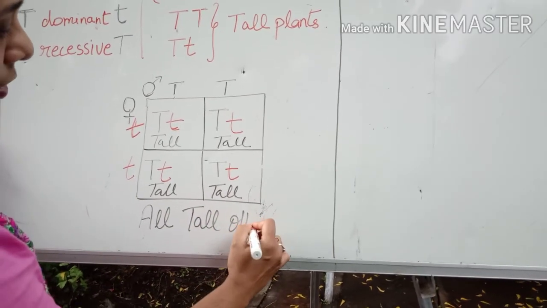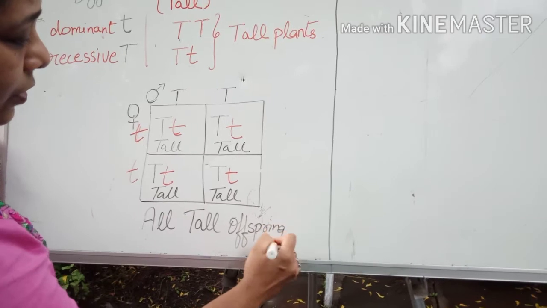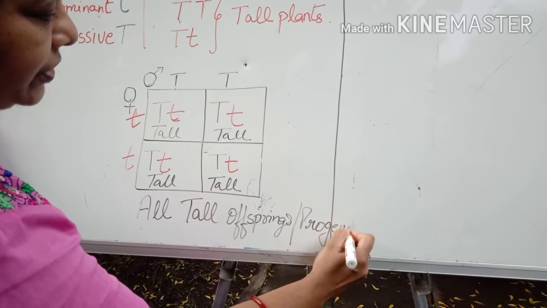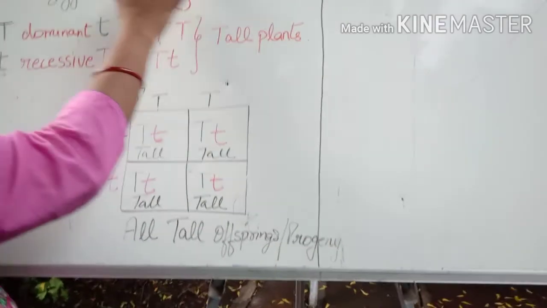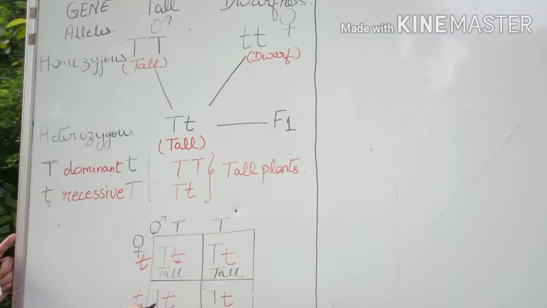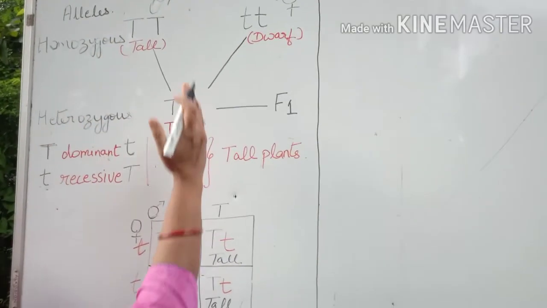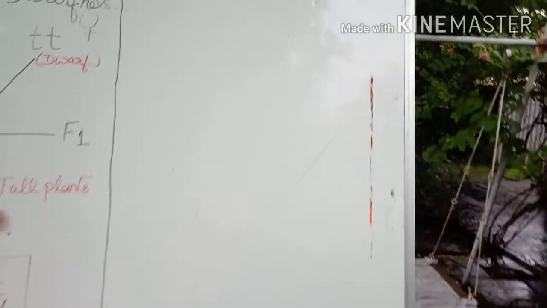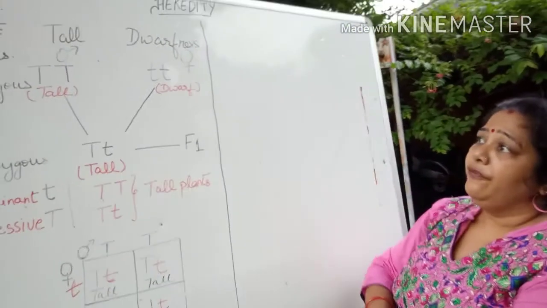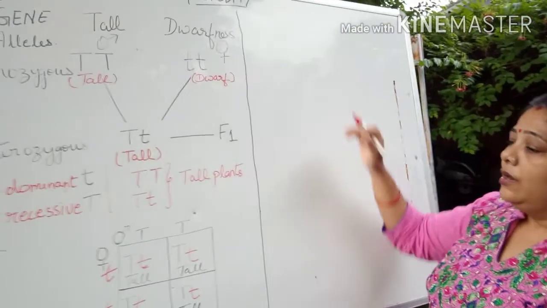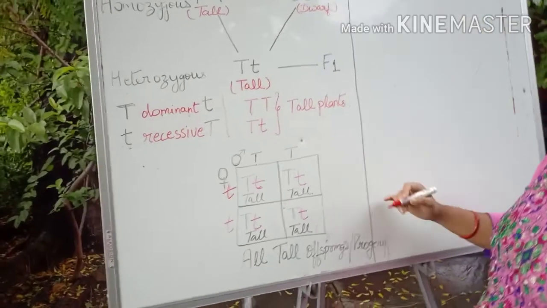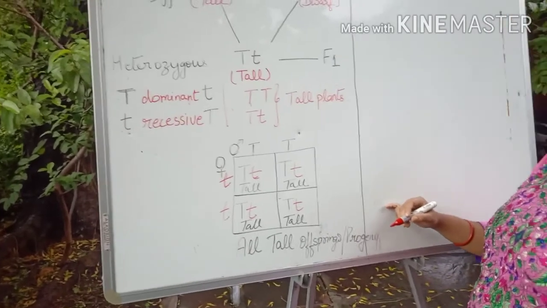offsprings, or we also say progeny. So this is what, when Mendel was taking only one character into account, one character, one trait, that is tallness or dwarfness. Next we will see how if he was taking into account different characters, two characters. But here children, F1 generation, then F2 generation, all those things also we have to see.